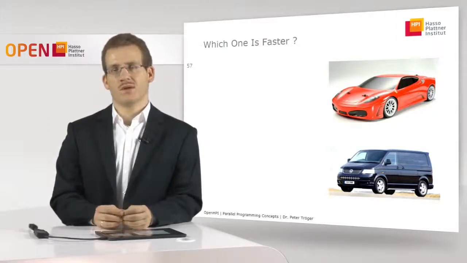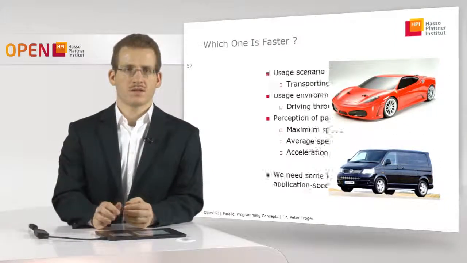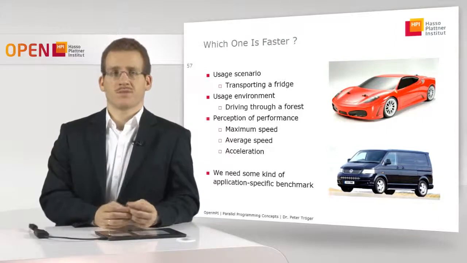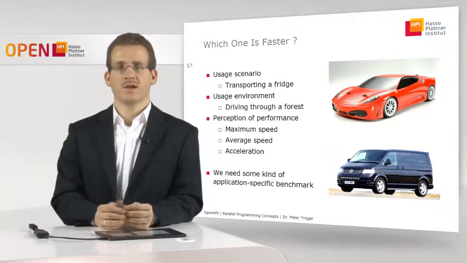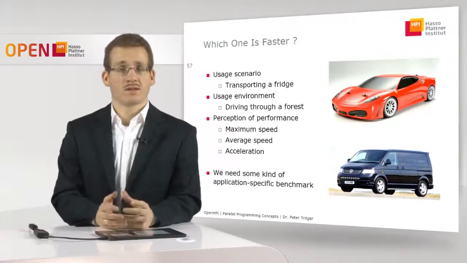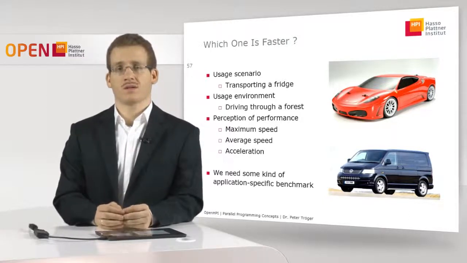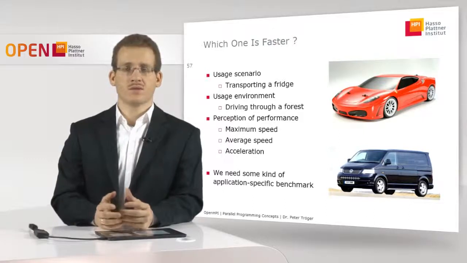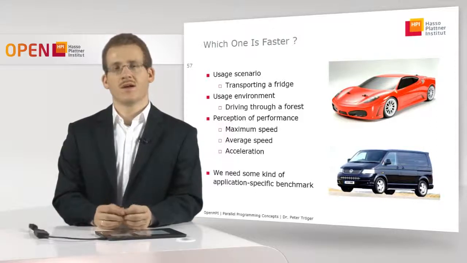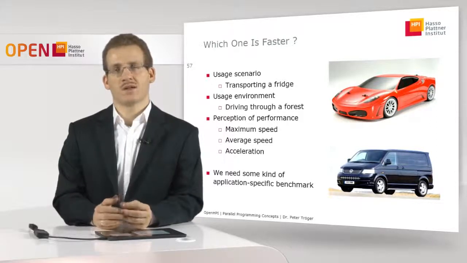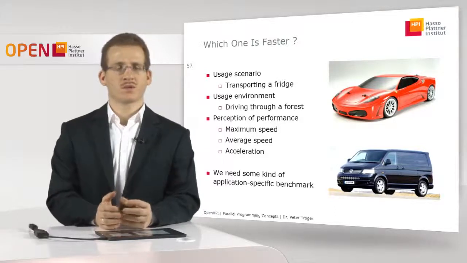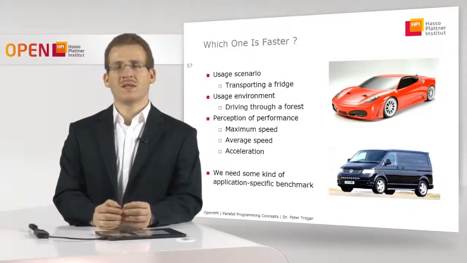And as you may already know, this discussion depends on your viewpoint. So a first viewpoint could be the usage scenario. When you take this illustrative example, if you want to transport a fridge, a racing car may be not your fastest option. Maybe the other car is a faster one. It may depend on your usage environment. So if you try to use the racing car inside a forest, you may not be as fast as with your van alternative. Or it may also relate to your perception of performance. So what does fast actually mean?